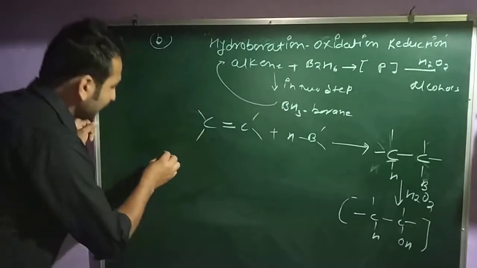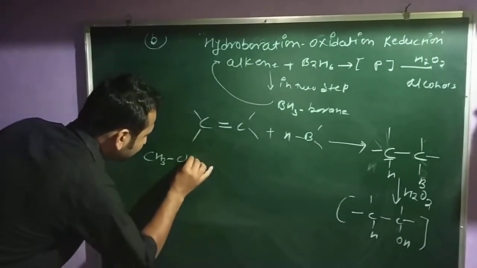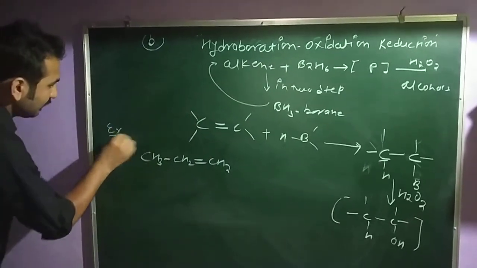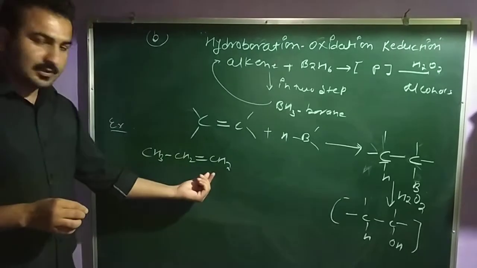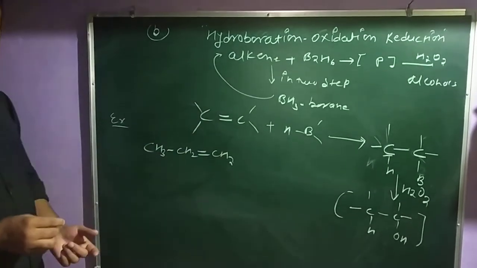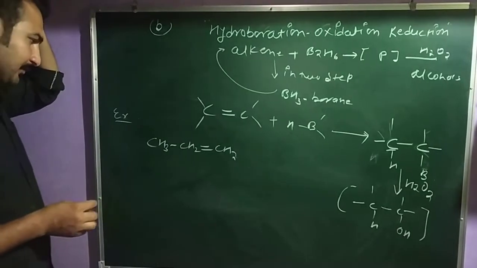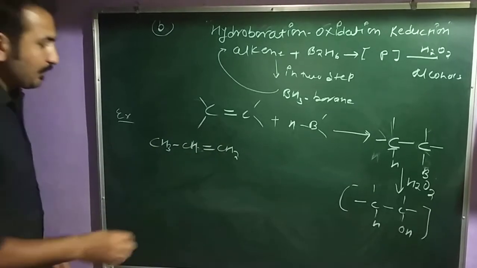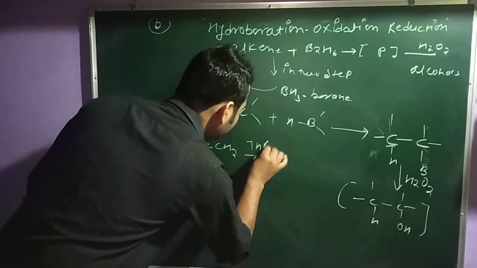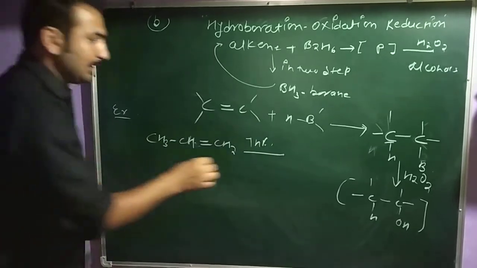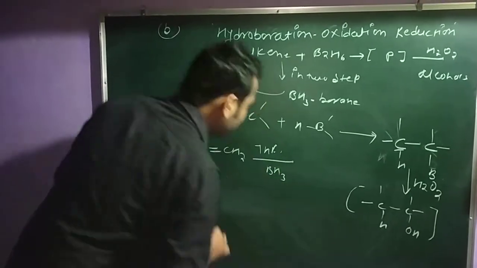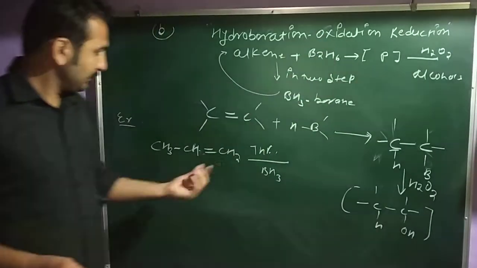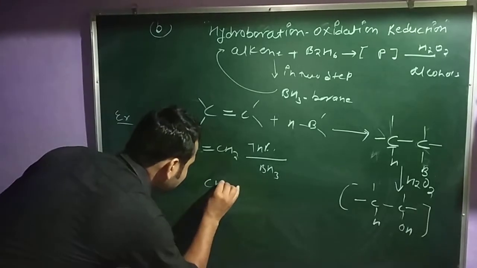See one example here. Suppose you have an example like this one: CH3 CH double bond CH2, an alkene, treated with THF. We all know that this is a reagent, and you have the BH3. So the first product you have is the trialkyl borane.